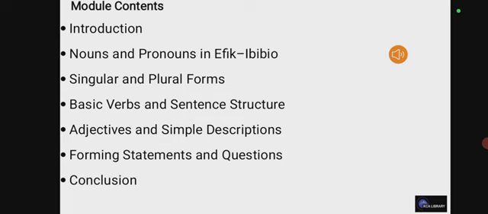Forming statements and questions gives you the tools to share information and to ask for it. You will see how rising intonation can turn a statement into a yes or no question, and how question words like any for who, so for what, and mini for where start content questions. Module Contents.